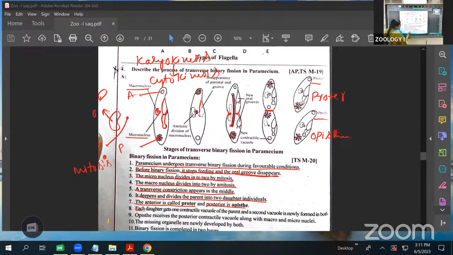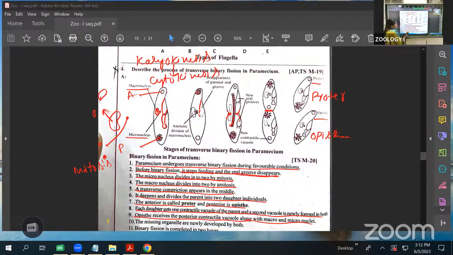Each daughter gets one contractile vacuole. This one is taken by this one, and this one is taken by this one. The anterior one is taken by the anterior daughter individual, and the posterior contractile vacuole is taken by the posterior daughter individual. Like this. Next, the opisthe receives the posterior contractile vacuole along with the macro and micronucleus.